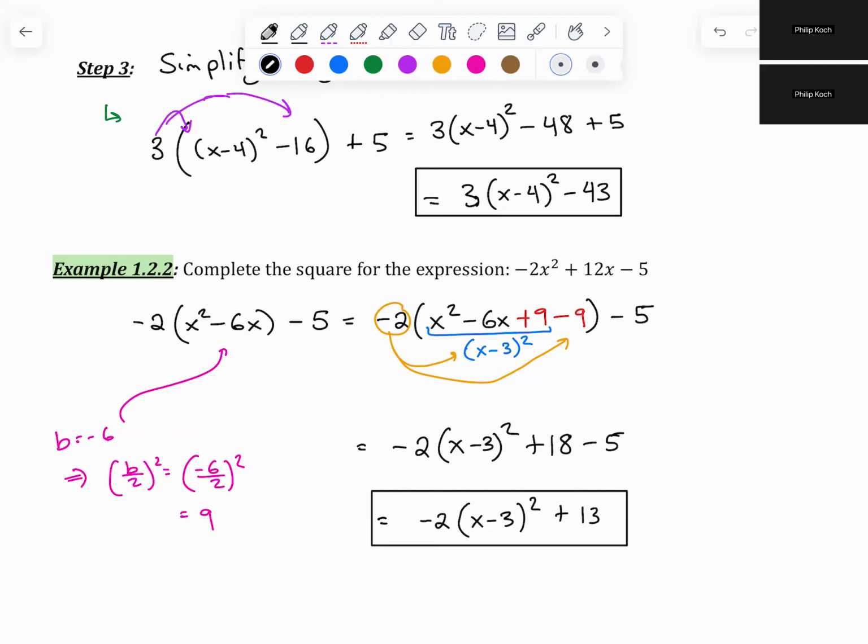No questions? Completing the square is online, like basically anything you can find. Khan Academy basically has everything. So definitely recommend.